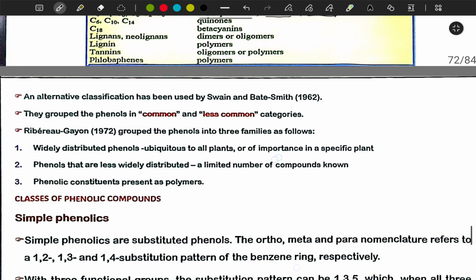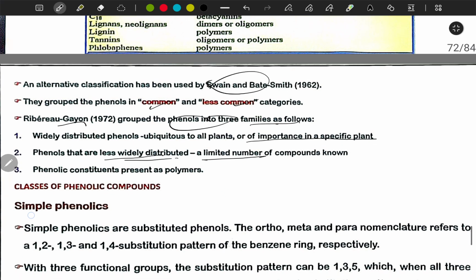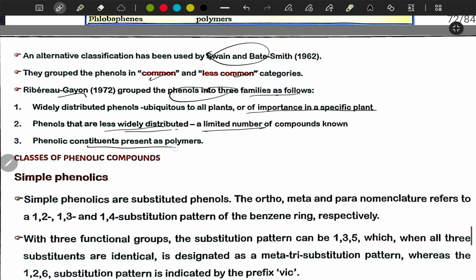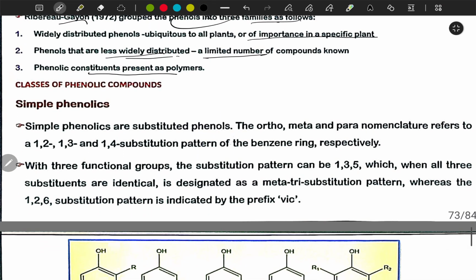Alternative classification is by Swain and Bate-Smith. They group the phenols into common and less common categories. Harborne grouped the phenols into 3 families as follows: widely distributed phenols, ubiquitous to all plants and of importance to specific plants; phenols that are less widely distributed, with a limited number of compounds known; and phenolic constituents present as polymers.